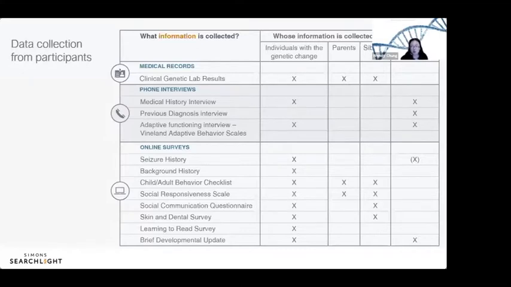For the most part, we're focused on the individual with the specific genetic change, so HIVEP2 in this particular case. Then that's that first column that I'm showing you. This column here with all the X's, those are all about the individual with HIVEP2.